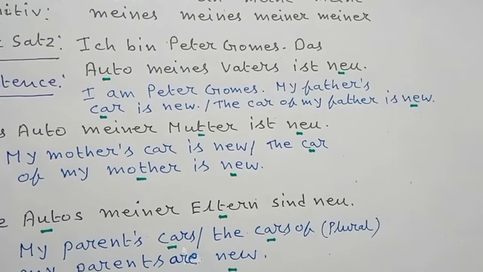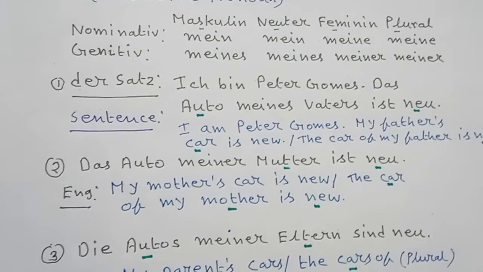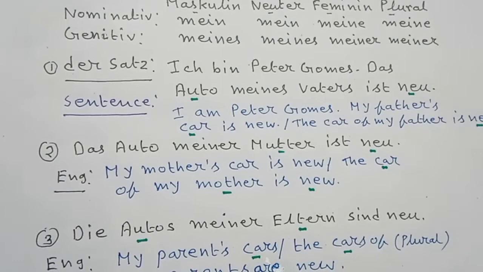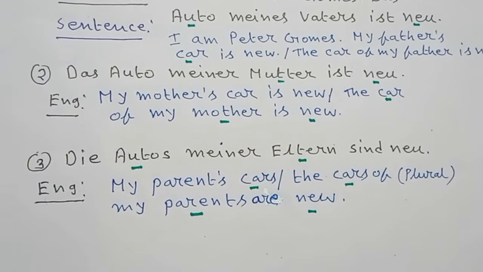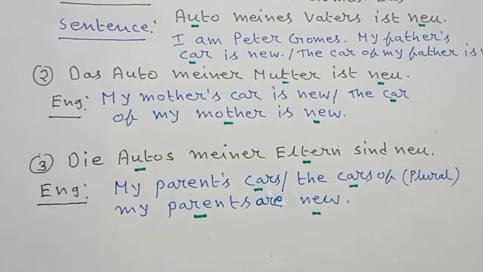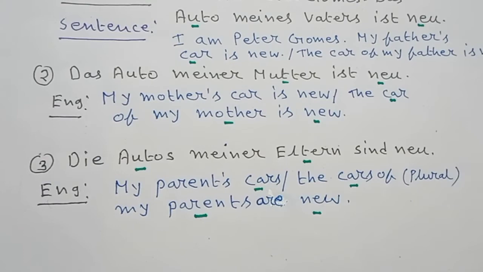Number two: Das Auto meiner Mutter ist neu. My mother's car is new, or the car of my mother is new. Number three: Die Autos meiner Eltern sind neu. My parents' cars, or the cars of my parents, are new. Here is the plural form.